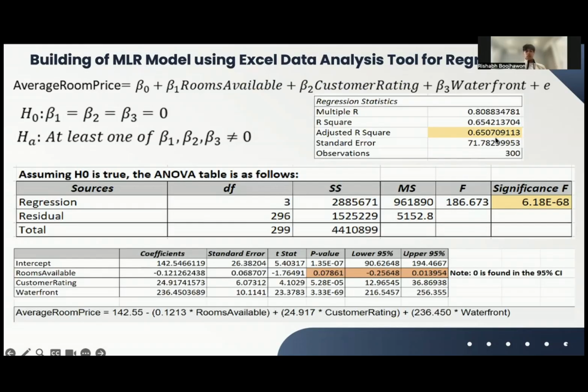Here, the metric adjusted R-square shows that 65.1% of variability in the average room price could be explained by these three predictors. Once we are satisfied with our model, we can use it for predictions or estimations using our fitted model. Now I pass on to Tom to continue the results section.